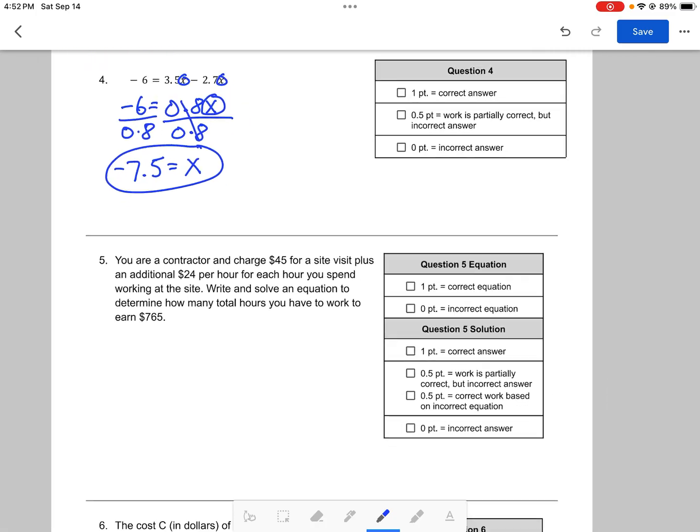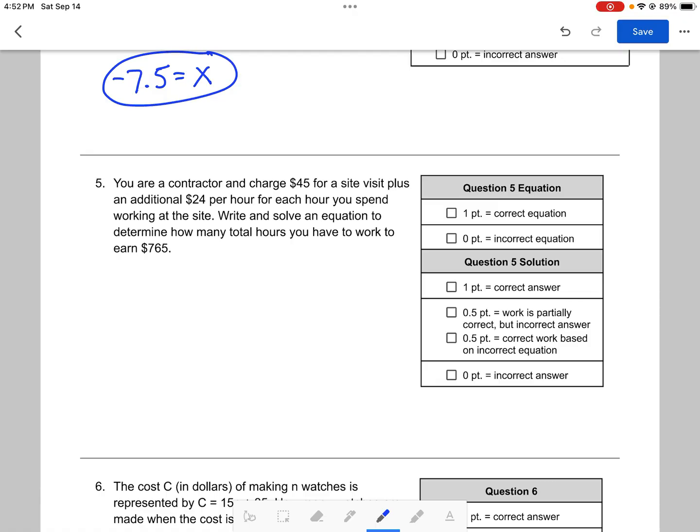Moving down to number 5. Whenever I have a word problem with a lot of words, I always like to highlight. It just helps me clarify the information I actually need versus what's not important. So it says you are a contractor and you charge $45 for a site visit plus an additional $24 per hour for each hour you spend working at the site. Write and solve an equation to determine how many total hours you have to work to earn $765. Okay, so a couple of things right off the bat. If it's $45 for a site visit, that's a one-time thing. They're not charging that each hour.